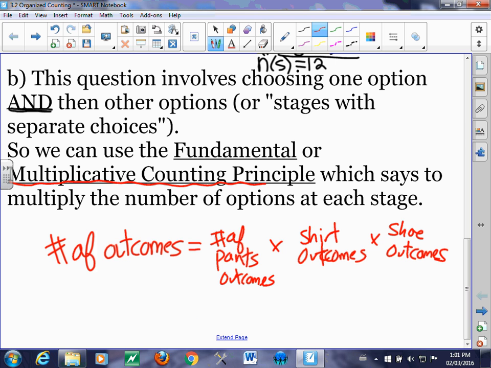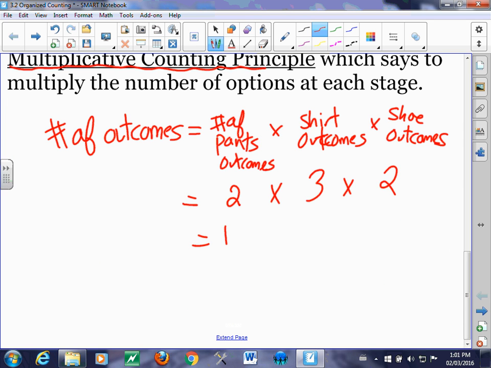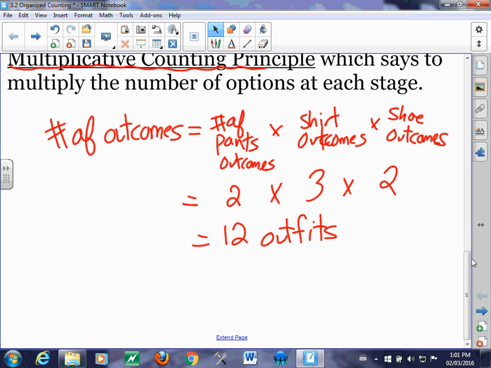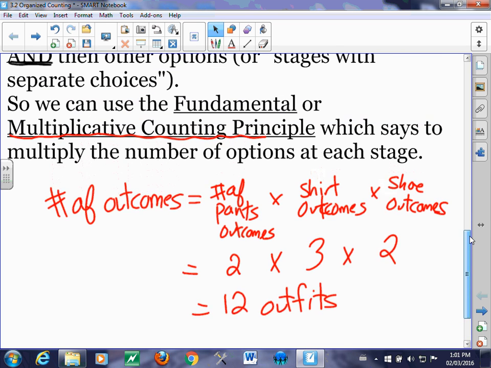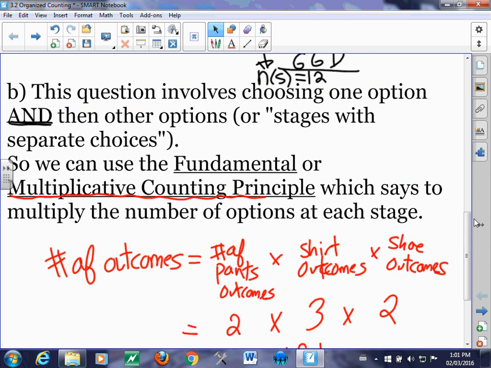Okay, so if we go to fill this in, the number of pants we have is 2, times the number of shirts we have is 3, times the number of shoes we have is 2. So 2 times 3 is 6, times 2 equals 12 outcomes, or outfits if you want to look at it that way in this case. All right, so that's called the fundamental multiplicative principle. Please make sure, folks, that you understand that this is "and." Okay, so let's just put a box around this because it's important.